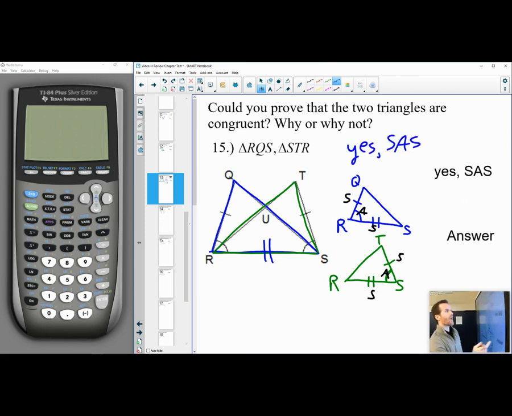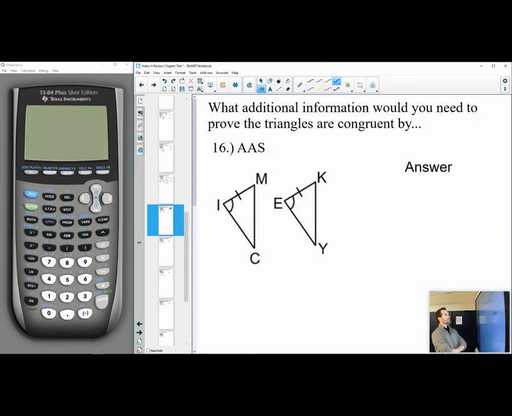Check the answer. Excellent. Very good. All right, change in directions. What additional information would you need to prove the triangles are congruent by angle angle side?